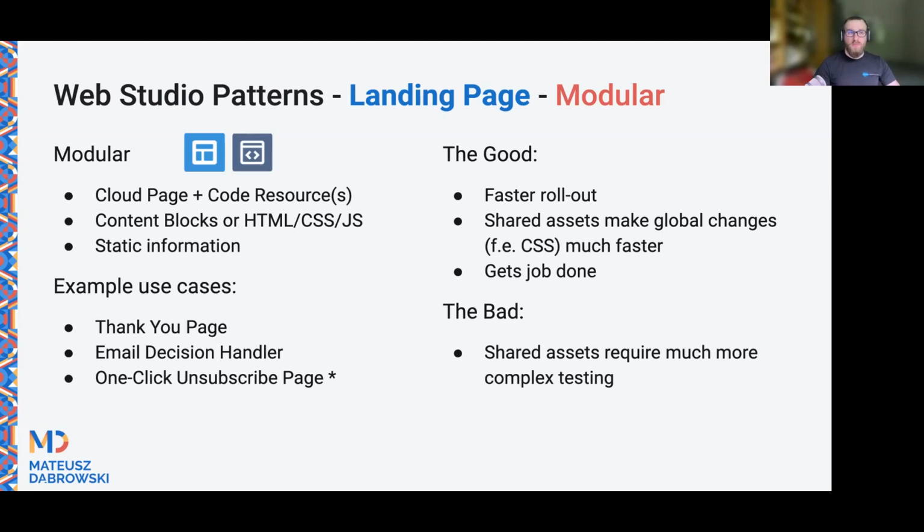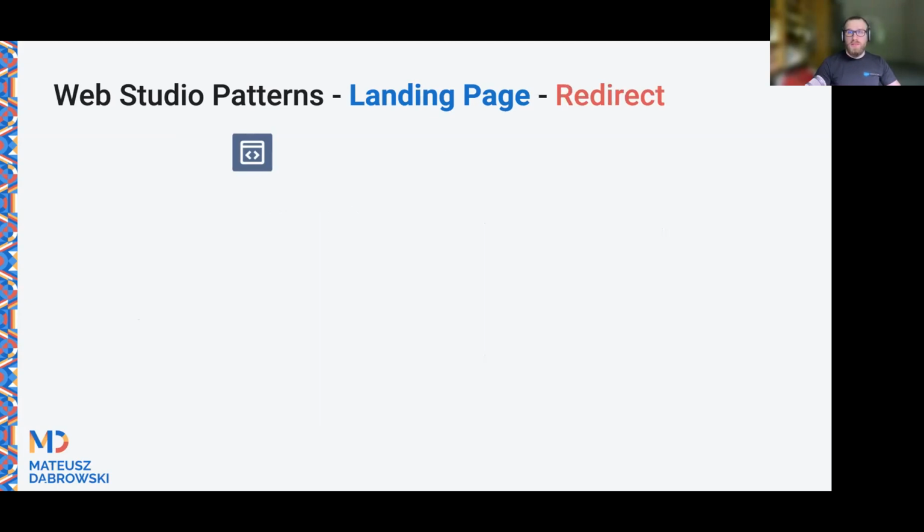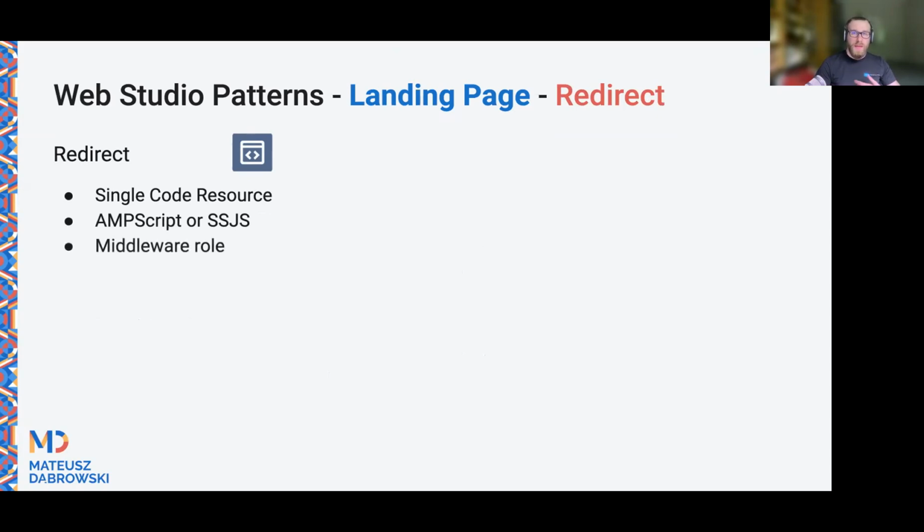But there is also a third approach that is slightly different, but also with a very similar level of complexity. And this is the landing page redirect pattern. This pattern is quite specific because it is not using a cloud page at all. It is using only the code resource. And you can leverage AMPscript or SSJS on it, depending on how complex you want to build there. Its role is just a middleware role.